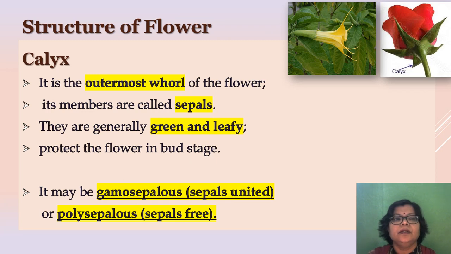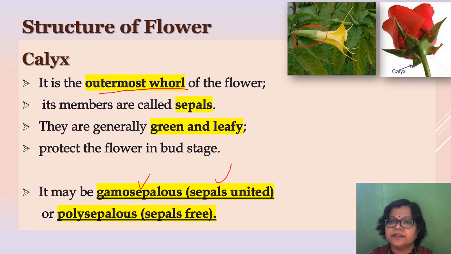Now one by one we are going to start to study the different parts of the flower. Calyx. Calyx is the outermost whorl of the flower and it is green in color. An individual segment is called a sepal. These sepals may be united or they may be free. If the sepals are united, then it is called gamosepalous. If the sepals are free, it is called polysepalous.